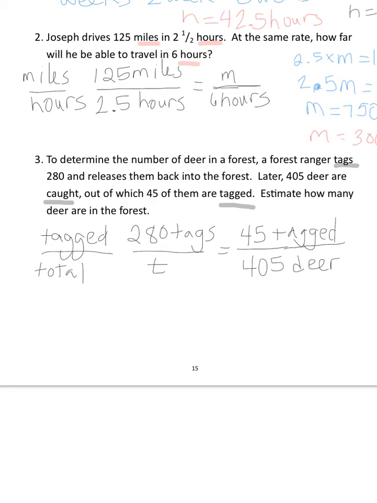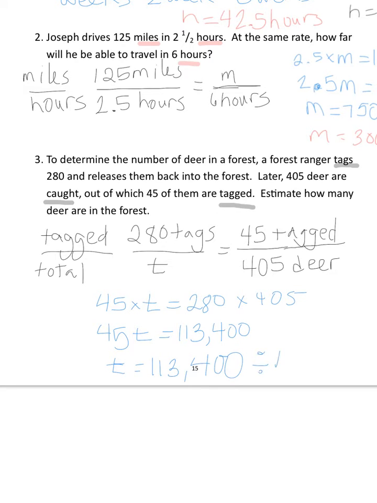Now we can go ahead and solve our proportion. 45 times T equals 280 times 405. 45 T is equal to 113,400. We are going to divide that 113,400 by 45, and we find out that an estimated 2,520 deer are in the forest. So does that answer how many deer are in the forest? The answer is yes, at least as far as our estimate goes.